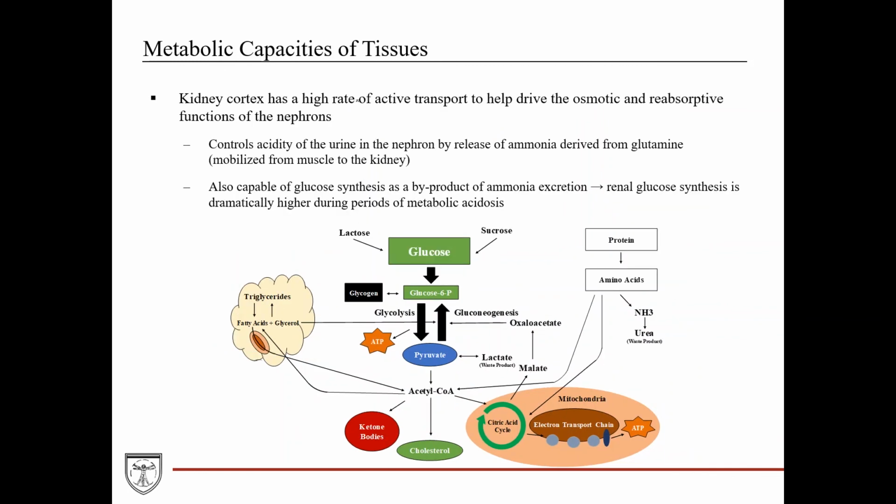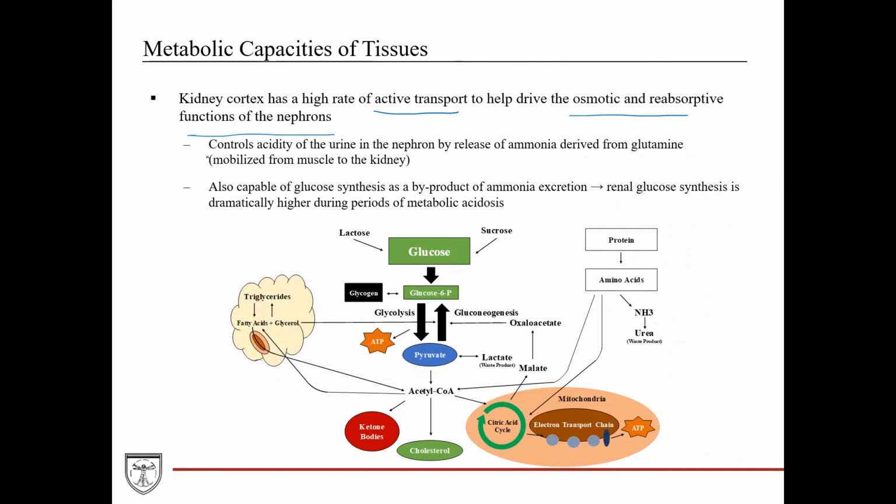Kidney cortex has a high rate of active transport to help drive the osmotic and reabsorptive functions of the nephron. And so in the kidney, there are a lot of transport processes that rely both directly on ATP and indirectly on ATP, because the sodium-potassium pump helps establish the gradient across the cells. And the sodium-potassium pump, as we've discussed in the previous units, relies on ATP as well. And so kidney tissue needs a significant amount of ATP and energy production to carry out its function. So it has a high metabolic capacity, especially for aerobic respiration.